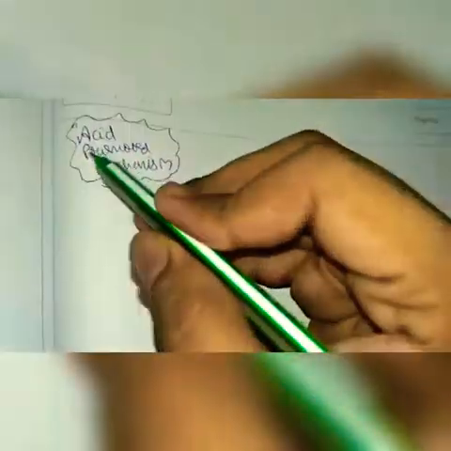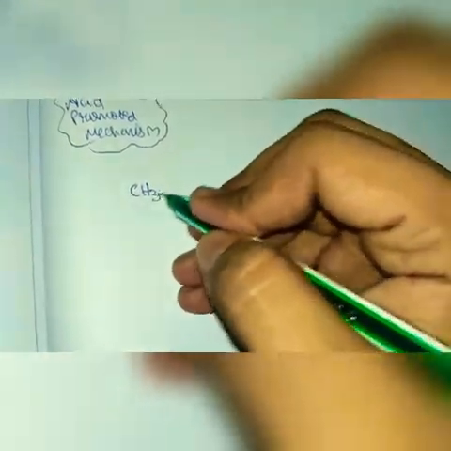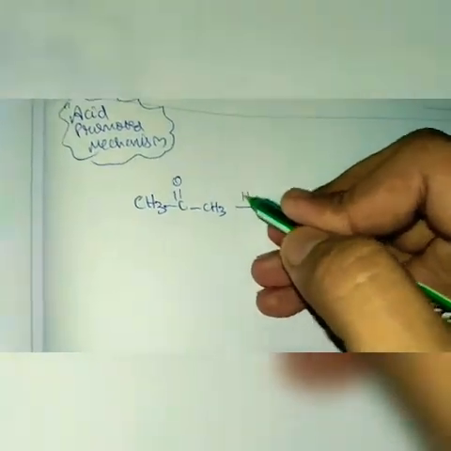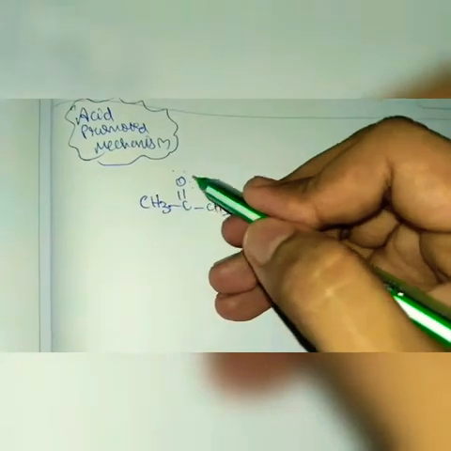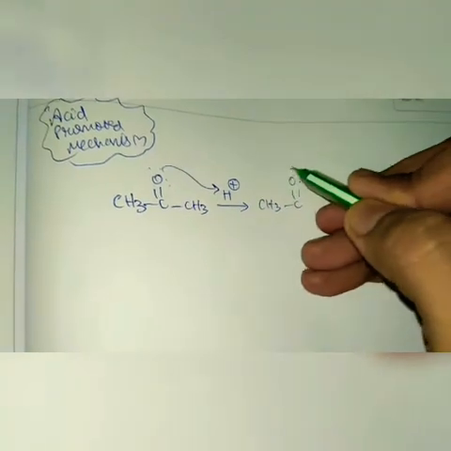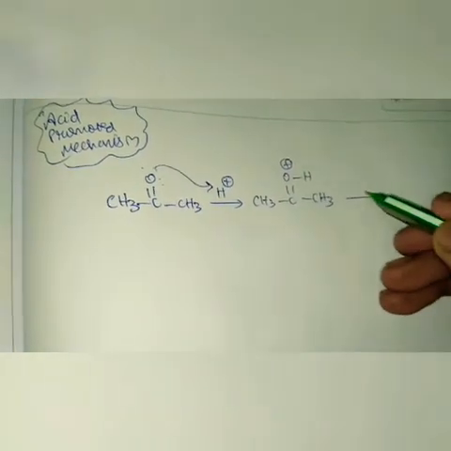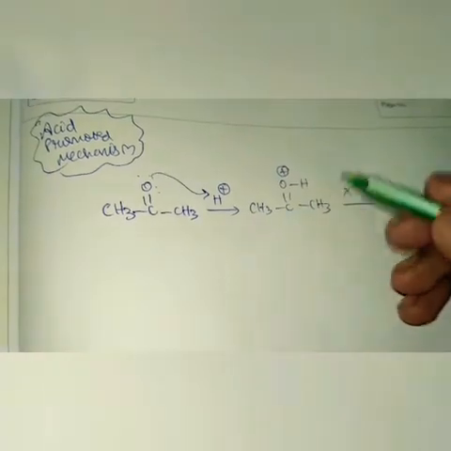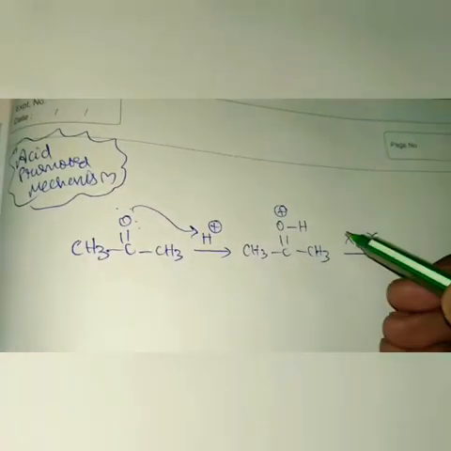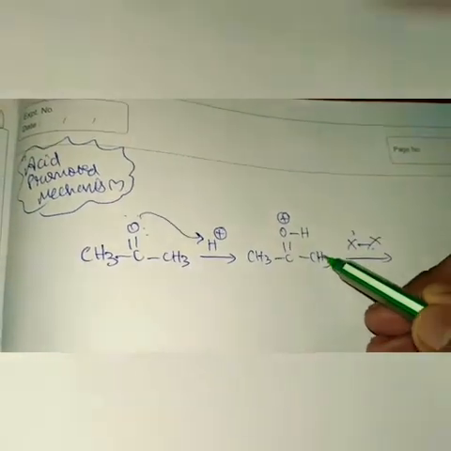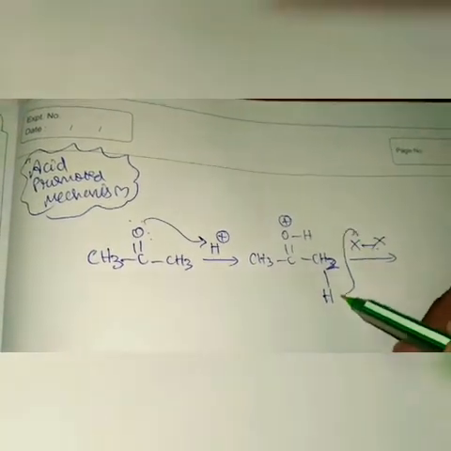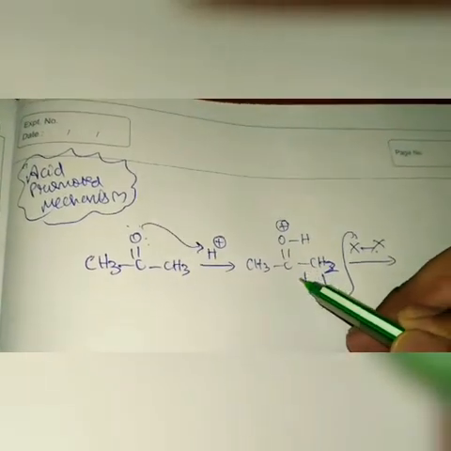Similarly, we will now see the acid promoted mechanism also, which is pretty simple. So this is CH3 C double bond O CH3. We'll take first H plus. So the lone pair of oxygen attacks here. So it will be like CH3 C double bond OH plus CH3. Now this X, I'll write like this, CH3 C CH2 H. I'll say why. This X comes, abstracts this proton, this bond shifts like this.